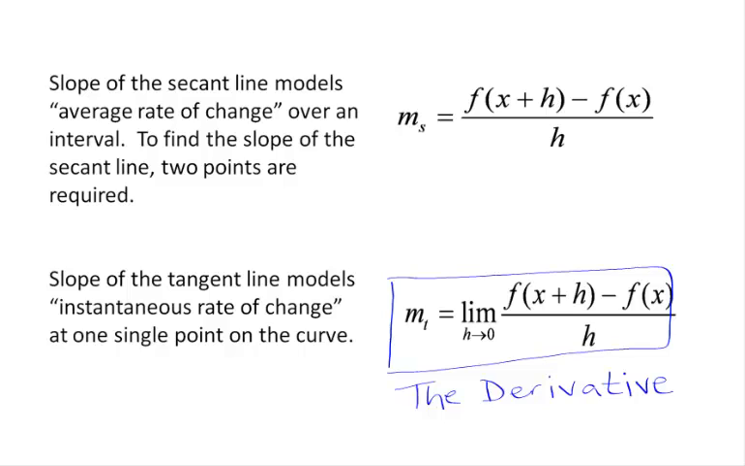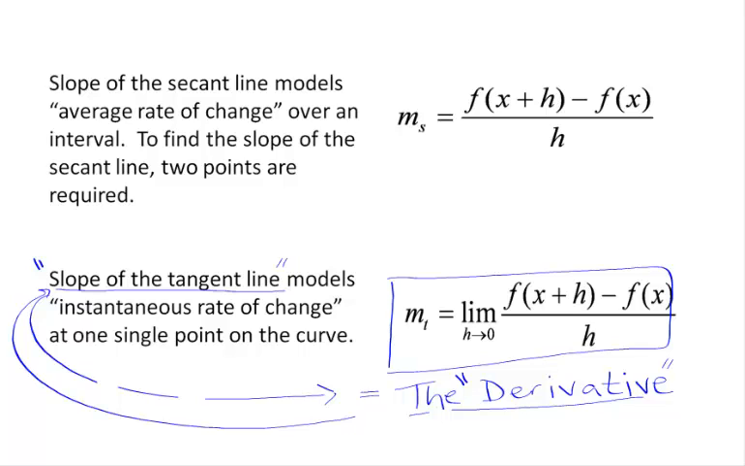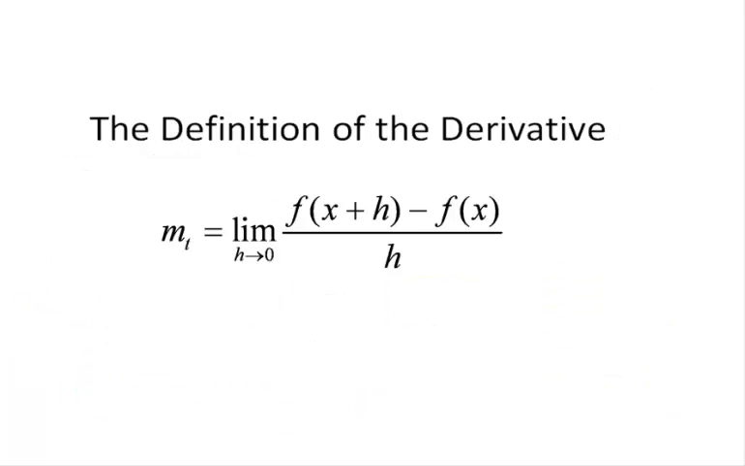When you read the words slope of the tangent line, or you read the word derivative, what I want you to think of is that those two things equal each other. The slope of the tangent line is the derivative. The derivative is the slope of the tangent line. So if I ask you what's the derivative, the answer needs to be the slope of the tangent line. If I ask you what's the slope of the tangent line, the answer needs to be the derivative. The derivative gives us instantaneous rate of change.